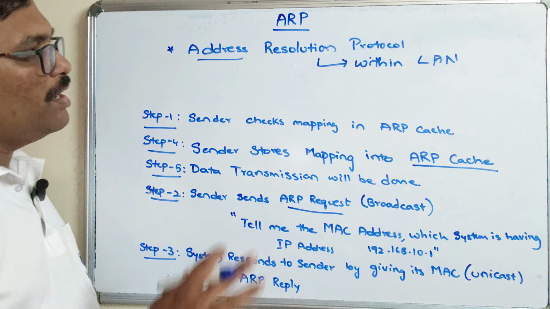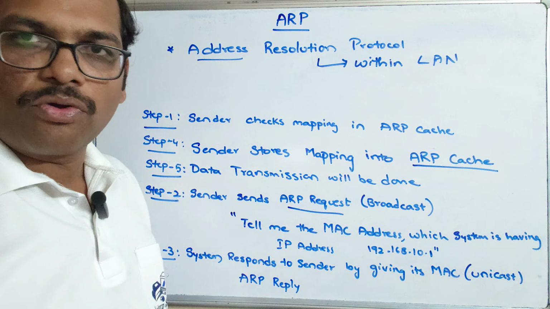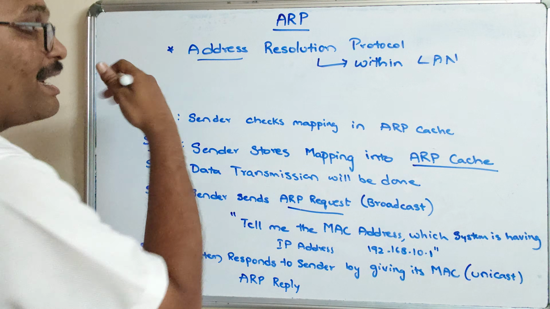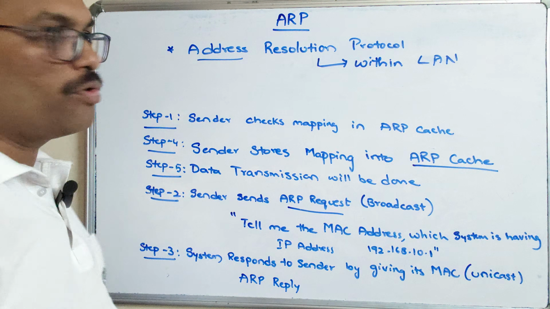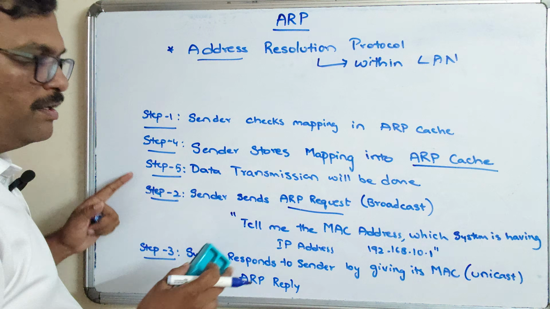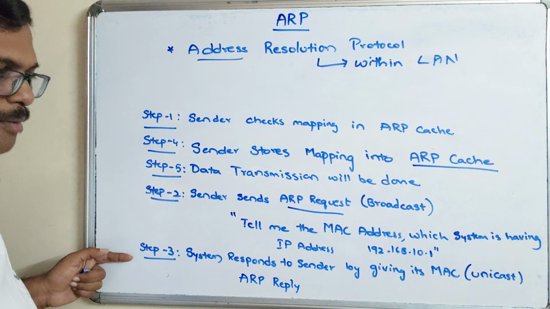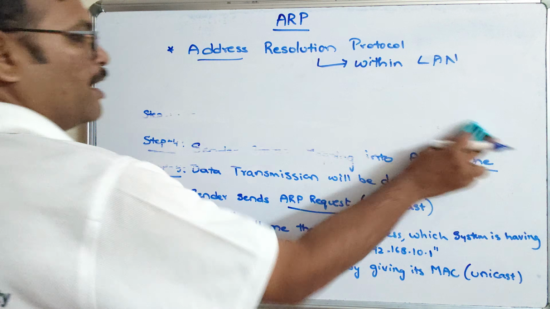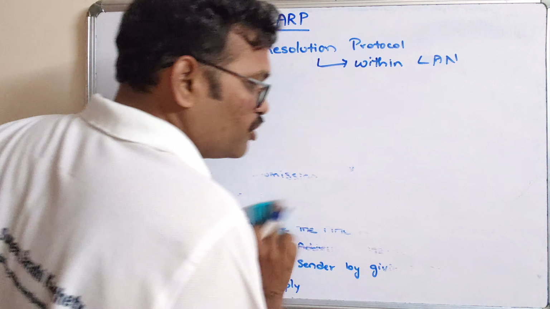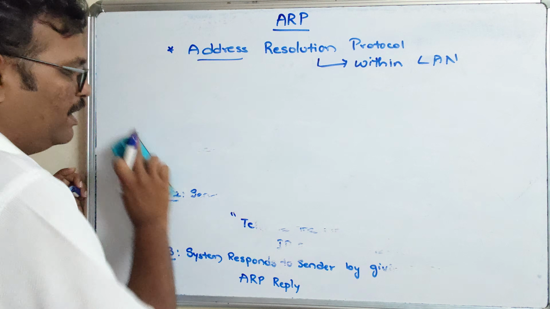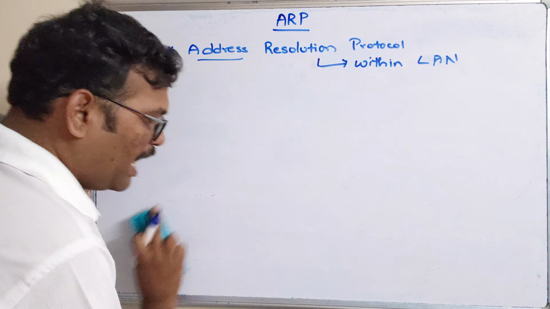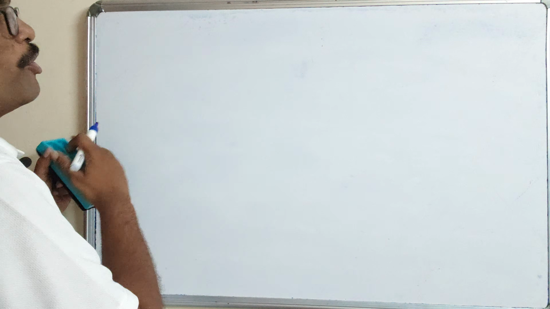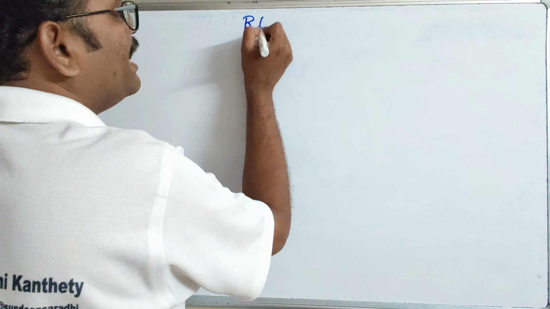So this is about our address resolution protocol. And there is one more protocol, a very simple protocol, that is the reverse address resolution protocol. See, hope you understood this one. So just take care about these steps 1, 2, 3, 4 and 5. Now, this is how the data will be sent to the destination. So it requires both IP and MAC. Now the next one, a very small protocol, which is RARP.